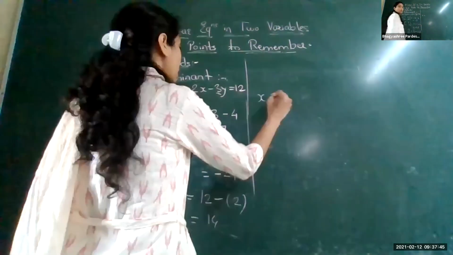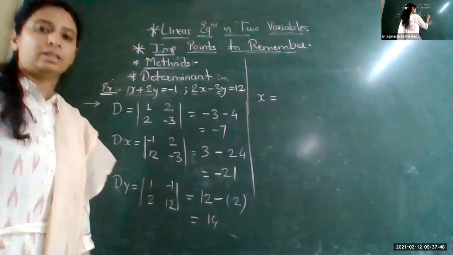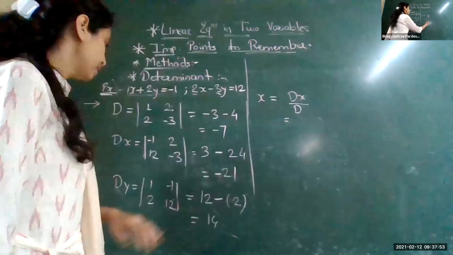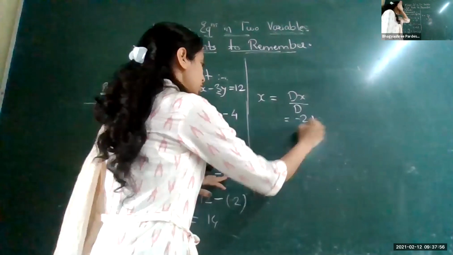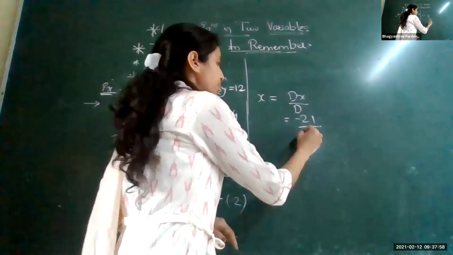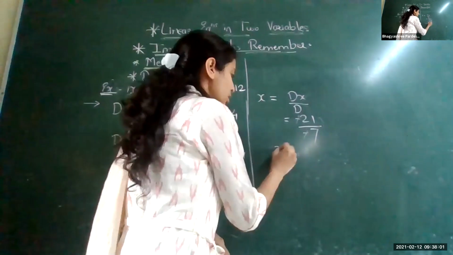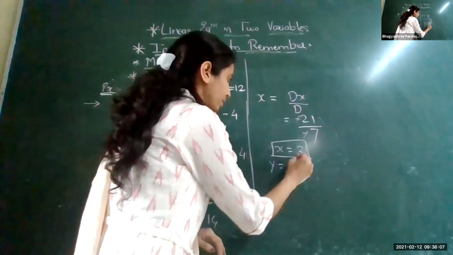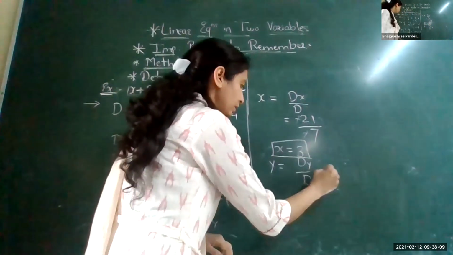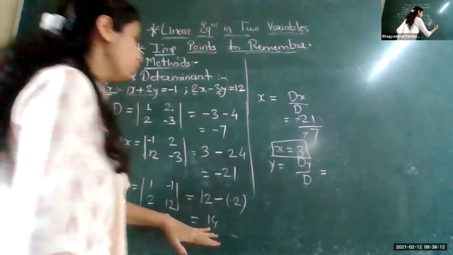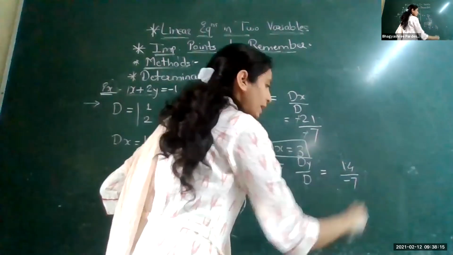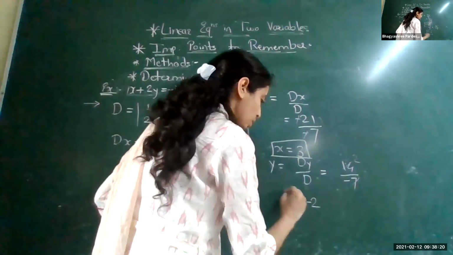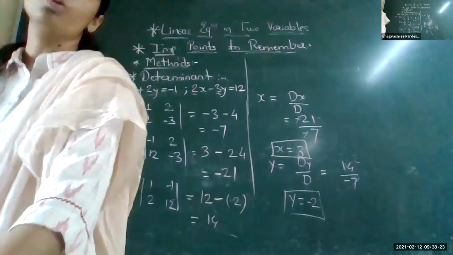That is the formula. What is the formula for x? Dx upon D. Dx is minus 21. D is minus 7. Minus 7 will cancel. So you get x is equal to 3. So x is complete. Now y? Dy by D. The value of Dy is 14. The value of D is minus 7. 7 ones are 7, 7 twos are 14. So we get y is equal to minus 2. So this is the easiest one.